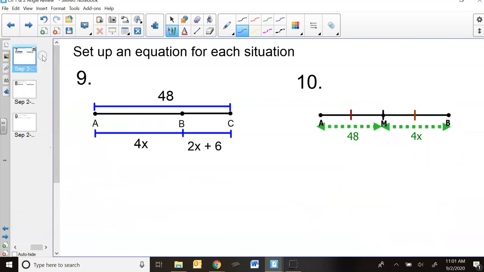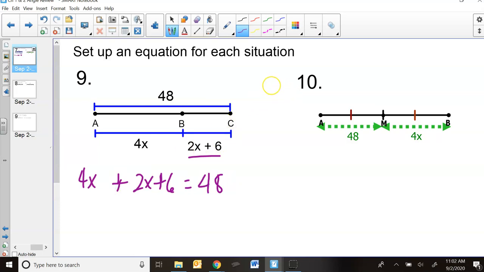Okay. All right, now pay close attention to which one has the tick marks and which one doesn't. Set up an equation for each one. For number 9 first. Okay, I do not know that B is the midpoint. That was not told to me. So what I know is that 4x plus 2x plus 6 has to add up to 48. I'm having some issues with my pluses.